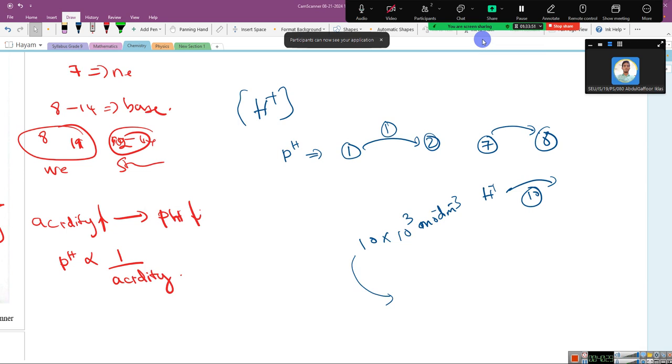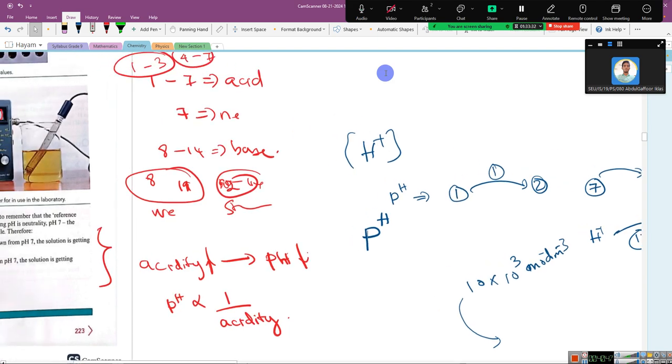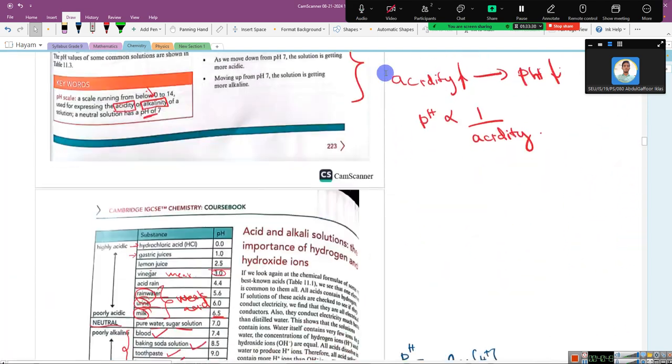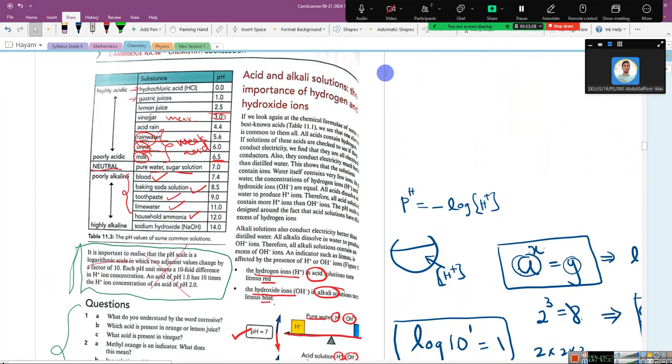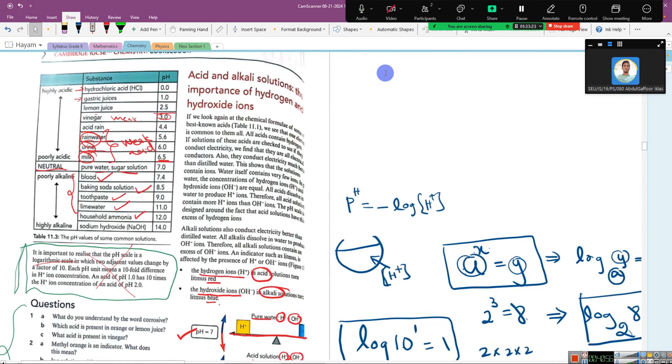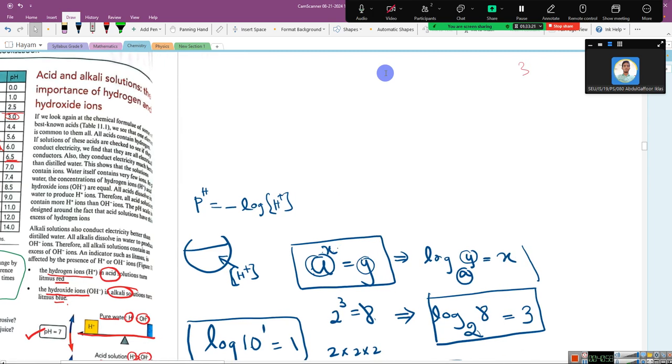Sarah, can you tell me what do they mean by the pH scale is a logarithmic scale in which two adjacent values change by the factor of 10? They are just telling this equation. What do they mean by the two adjacent values change by the factor of 10? Can you explain that? Two adjacent. Okay, now in which two adjacent values change by the factor of, now what are the two adjacent values? Now pH and H plus, right?